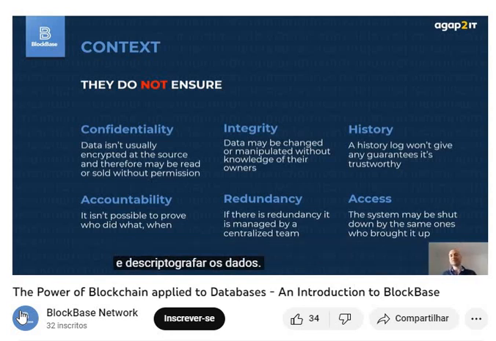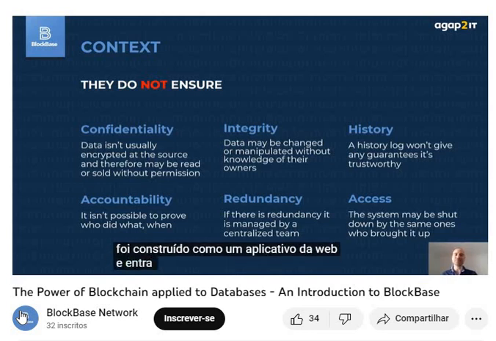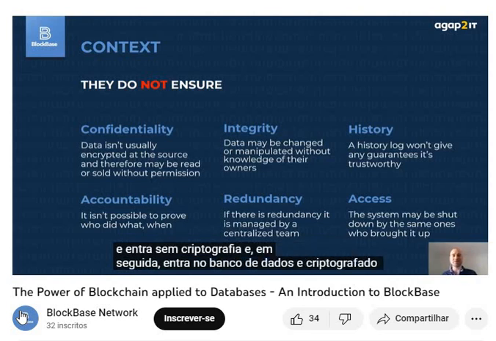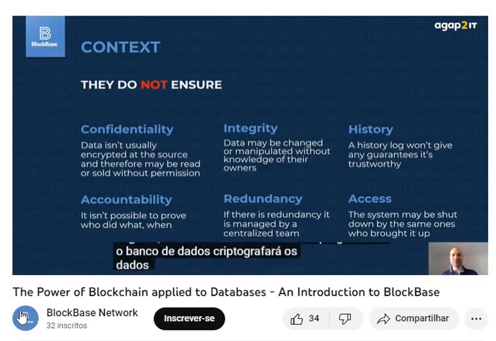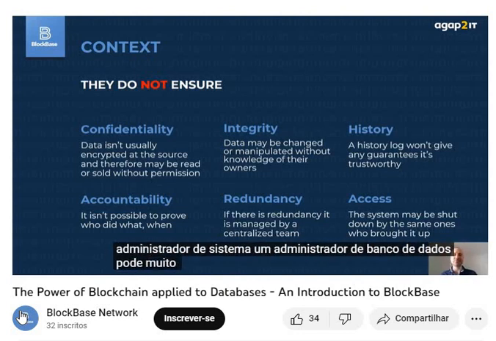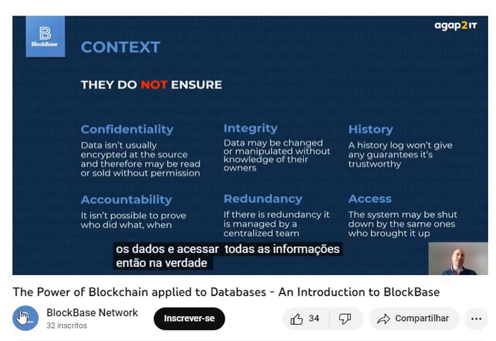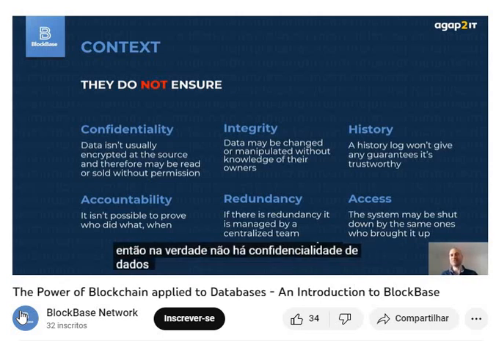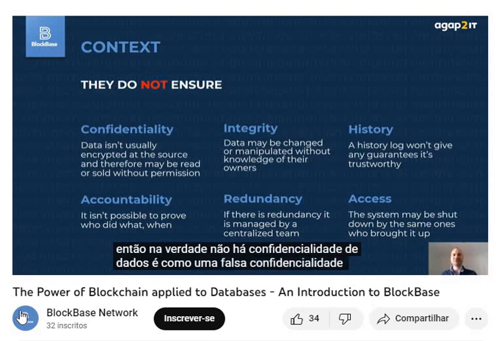Also, it means that all the data that reaches the database has to pass through a system that has been built, like a web application, and it enters unencrypted, and then it enters the database unencrypted, and the database will then encrypt the data. It also means that a system administrator, a database administrator, may have the keys to decrypt the data and access all the information. So, in fact, there's no confidentiality of data. It's like a fake confidentiality, a fake privacy of data, right?